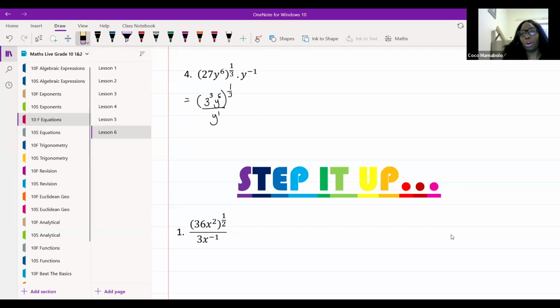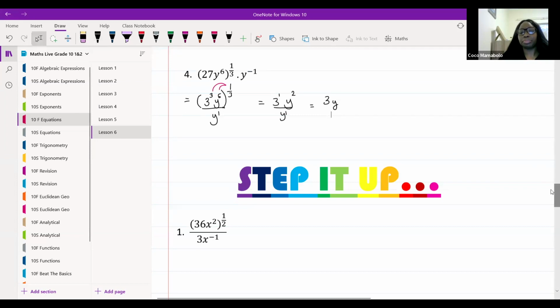At the top here, I'm going to multiply in with each of those, and I should get 3 to the power of 3 multiplied by 1 over 3 is 1. Y to the power of 6 multiplied by 1 over 3 is 2, over y to the power of 1. I know my like bases are being divided, so I'm going to end up with 3y. That one shouldn't have been too hard, right?